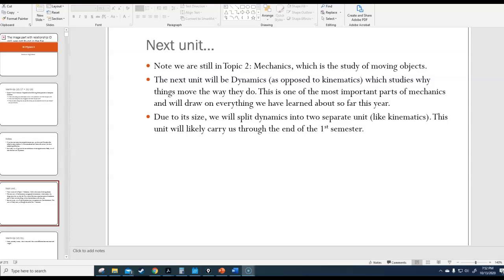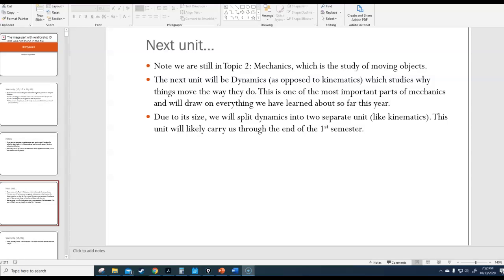Okay, so we are done with kinematics for now. We are moving on to what's called dynamics. The difference between kinematics and dynamics is basically kinematics studies the how of motion without regard to what causes the motion. Okay, and so kinematics is the how, dynamics is more about the why. Dynamics deals with forces and Newton's laws of motion.